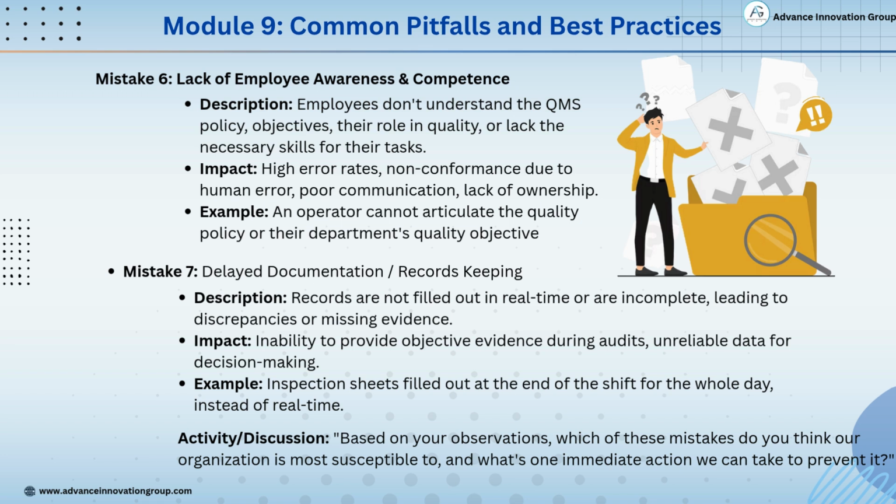You also see a lack of ownership. Example: if an operator is asked about their department's quality objective and they don't know it, it shows poor awareness. Mistake 7. Delayed documentation and record keeping. Description: records are not updated in real time or they're incomplete, which creates discrepancies or missing evidence.